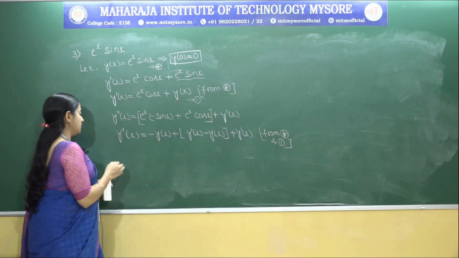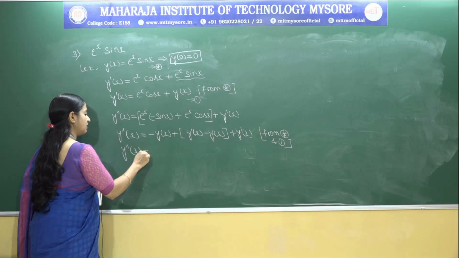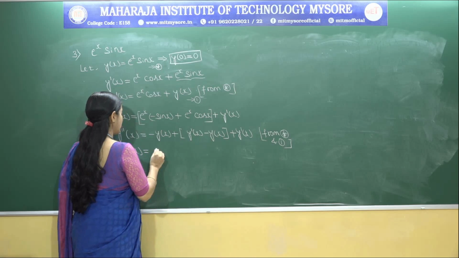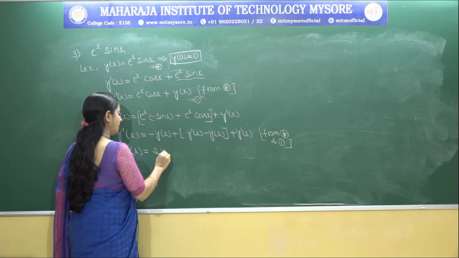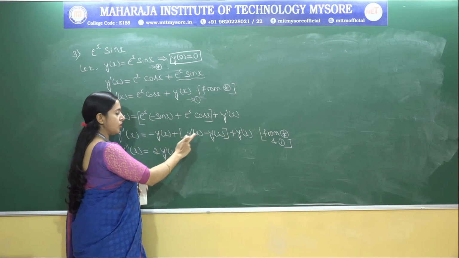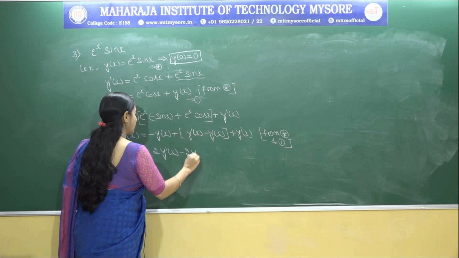Next, simplify this before going to the next differentiation. So, since you have y dash and y dash 2 times, you can write 2y'(x). Next term minus y(x), since you have the minus y(x), we will get the minus 2y(x).